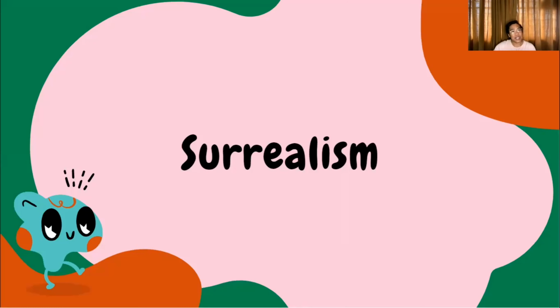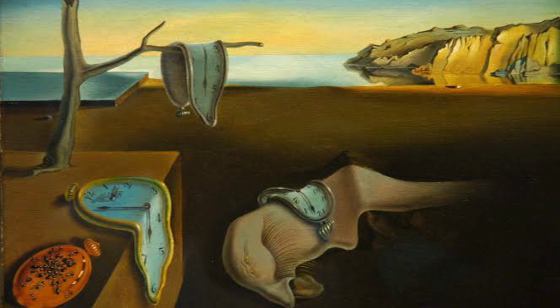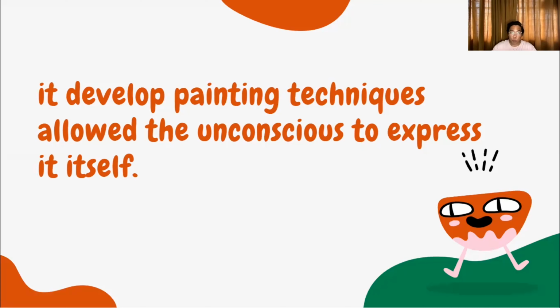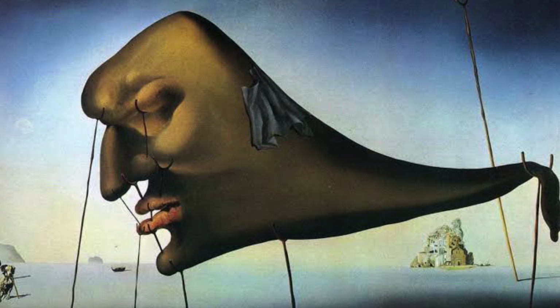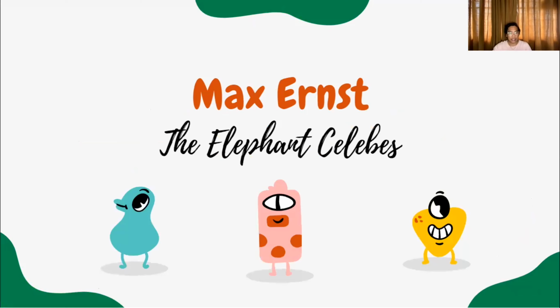Okay, let's proceed with Surrealism. What is Surrealism? So it developed painting techniques that allow the unconscious to express itself. What does it mean? It was a style that depicted an illogical, subconscious dream world that seemed to exist beyond the logical, conscious, and physical one. Now, its name came from the term superrealism, surrealism. With its artworks, it's clearly expressing a departure from reality. This is an example of an artwork under surrealism. The first artist is Max Ernst. This is entitled The Elephant Syllabus.